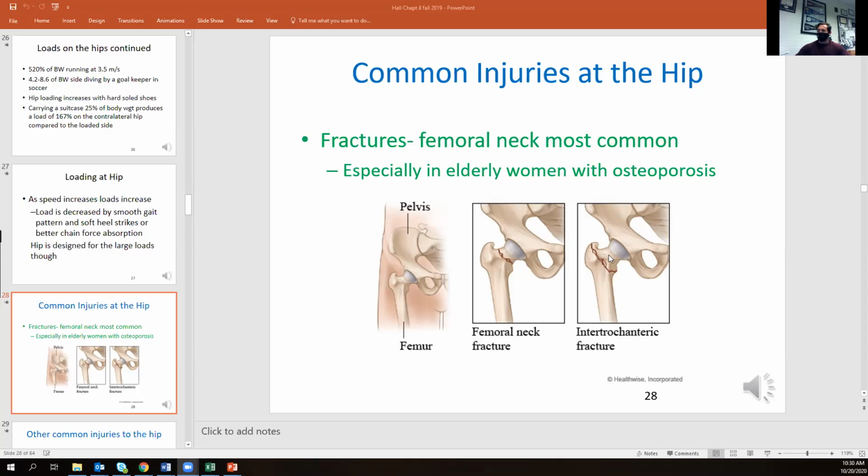intertrochanteric fracture, which is a little less likely, and it's typically found in individuals that have osteoporosis, which is normally found in older, smaller women, and that's bones that effectively are too brittle.